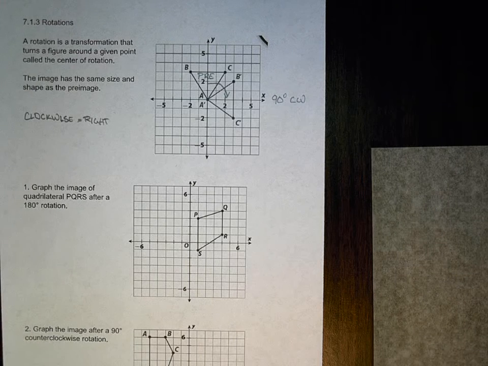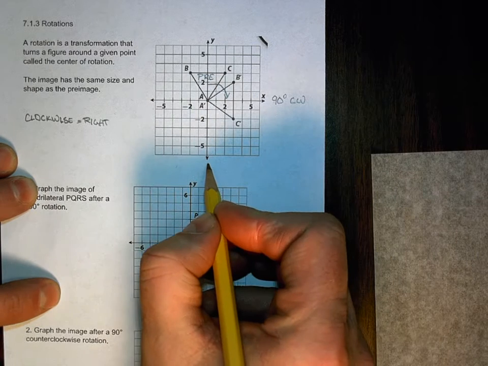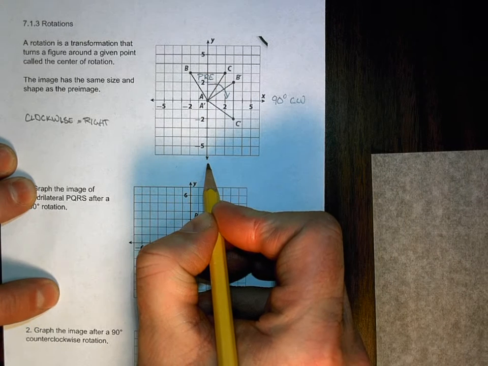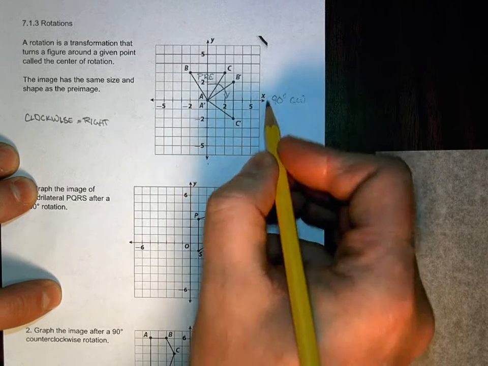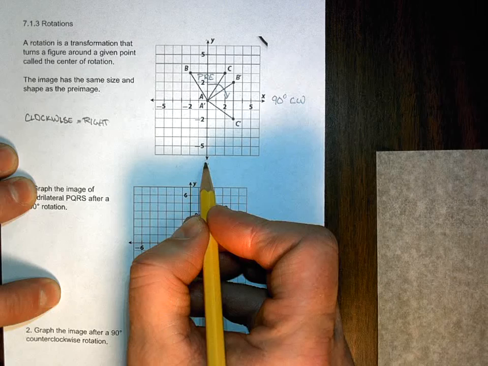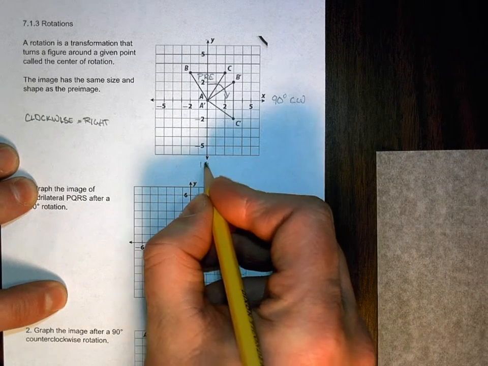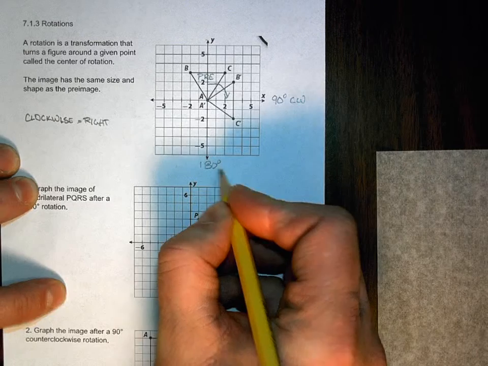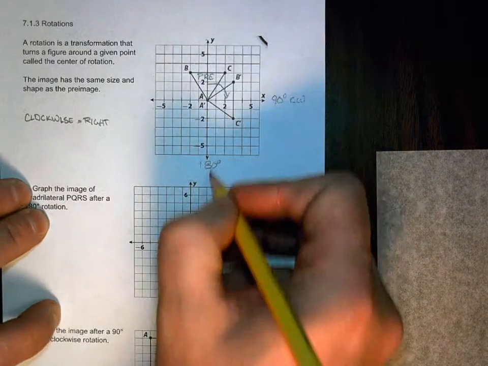If we continue from this point right here, how many degrees have I gone to go down here? If I go from here all the way around to here? 180. Now, here's my question. Does it matter if I put clockwise or counterclockwise? No, because either way it's 180.